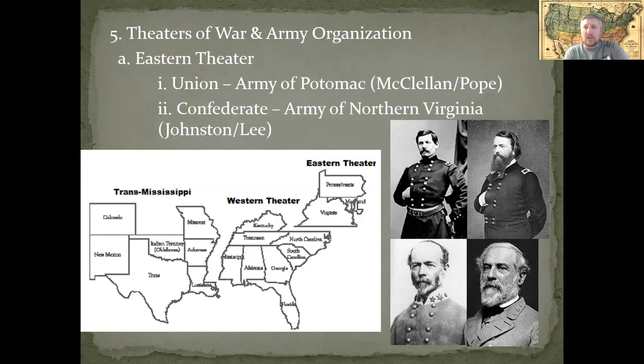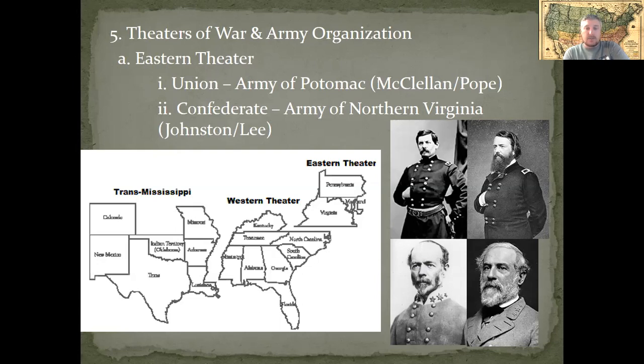For the Union side, we have the Army of the Potomac. So again, rivers here. The Army of the Potomac is going to be headed up by McClellan. We've already seen McClellan in our notes. As we saw, and I think I had you guys do an activity about it, McClellan was very slow to pull the trigger on taking advantage of his successes.